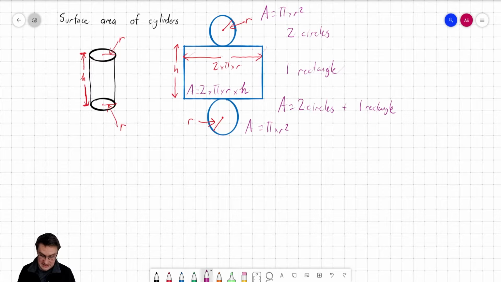So we can break this down. The total surface area for a cylinder is going to be equal to 2 times pi times r squared, because we've got two of those circles, plus 2 times pi times r times h, because this is the area of that rectangle. Written in more algebraic terms, this would be 2 pi r squared plus 2 pi r h. And that is the formula that we use.